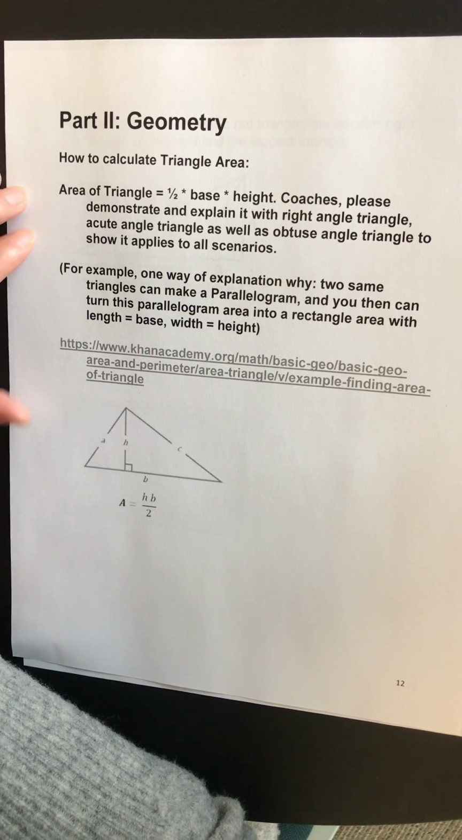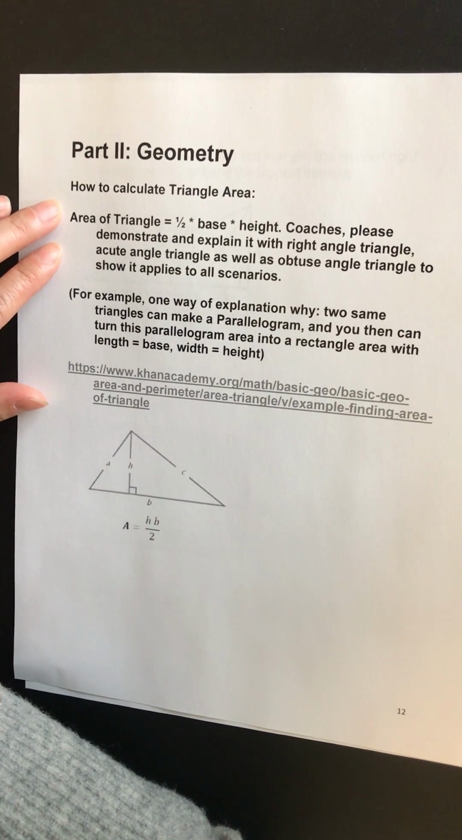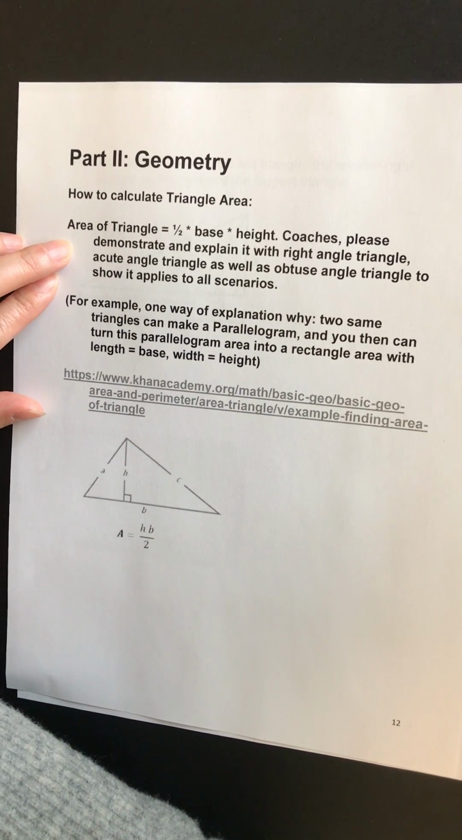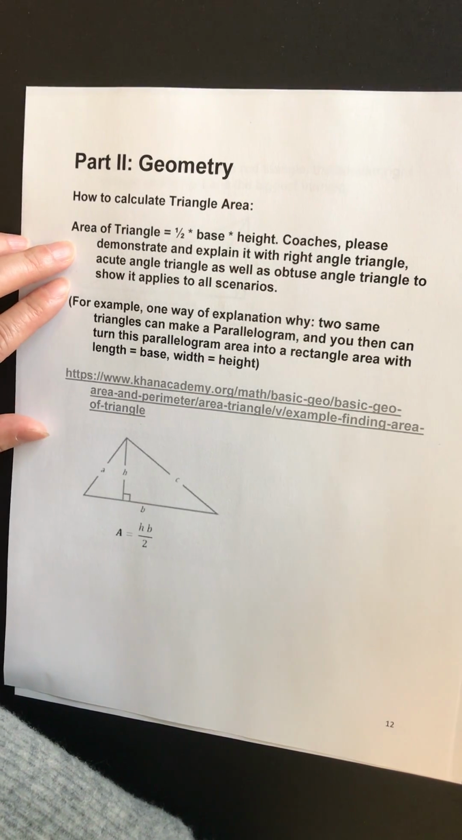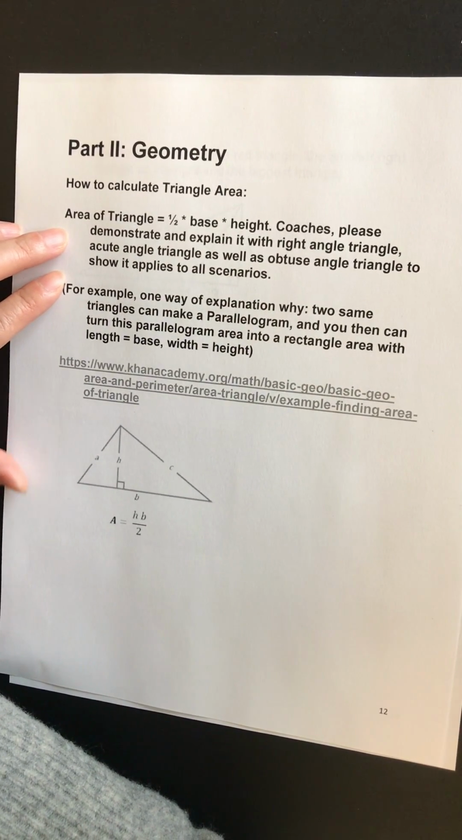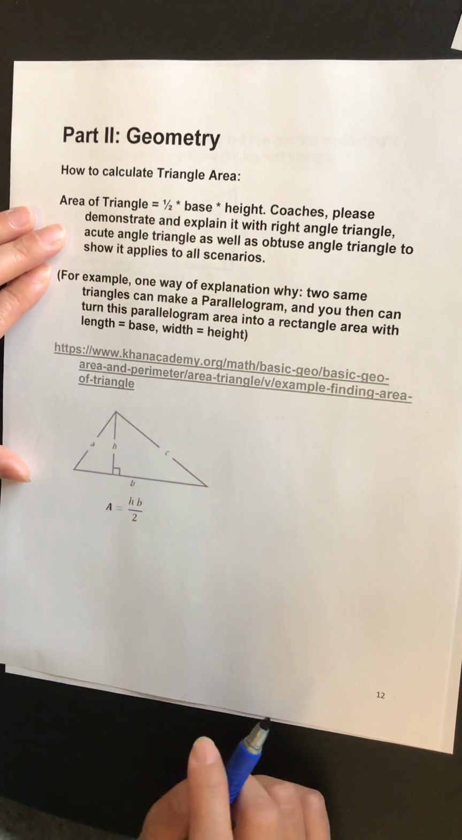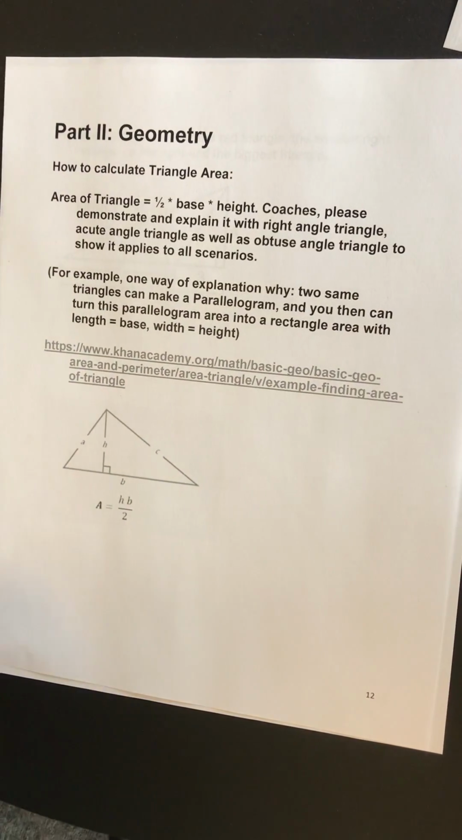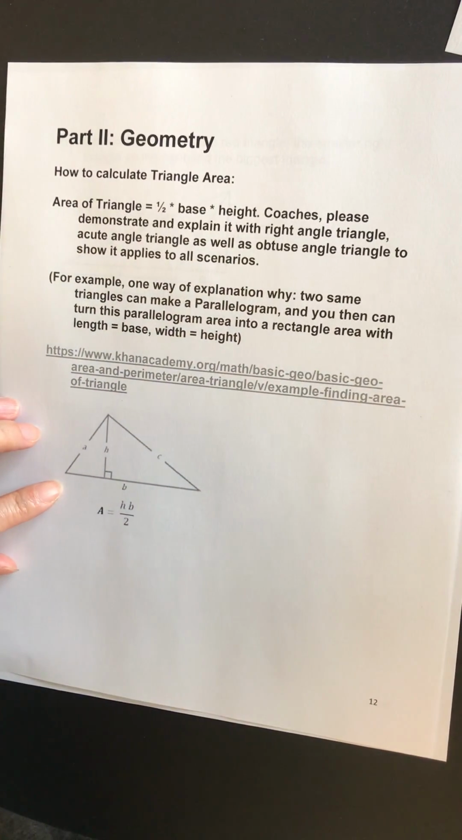Part 2, Geometry. How to calculate the area of a triangle. Area of a triangle is 1/2 multiply base multiply height. What is the base? What is the height? Let's use this triangle as an example.